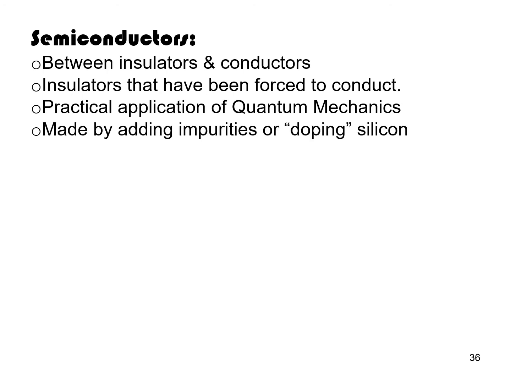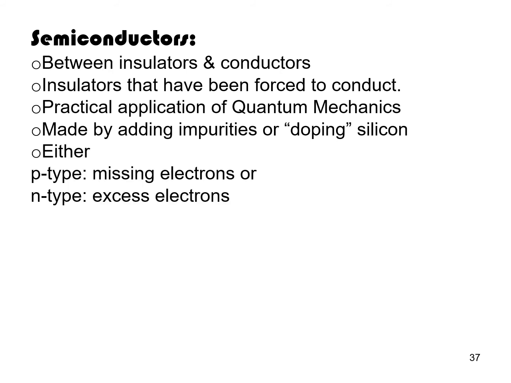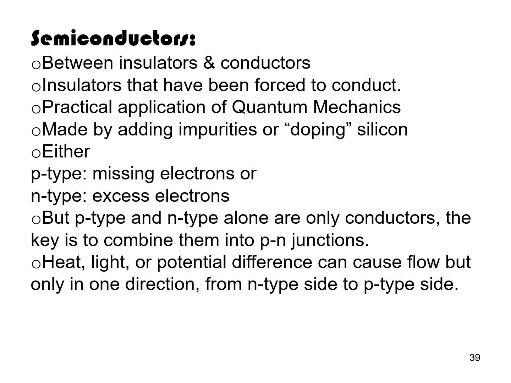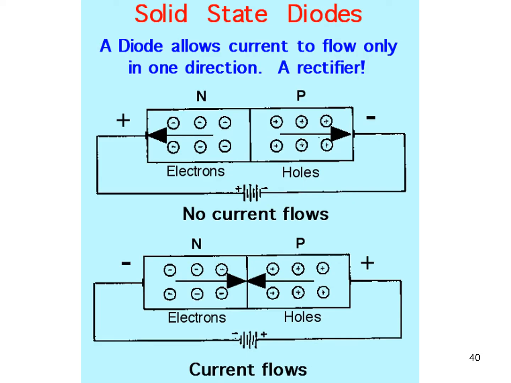It's made by adding impurities, or doping silicon, either N-type, sorry, it should be P-type first, P-type missing electrons, or N-type with excess electrons. But the P-type and the N-type alone are not conductors. The key is to combine them in what's called P-N junctions. Heat, light, or potential difference can cause flow, but only in one direction, from the N-type to the P-type.